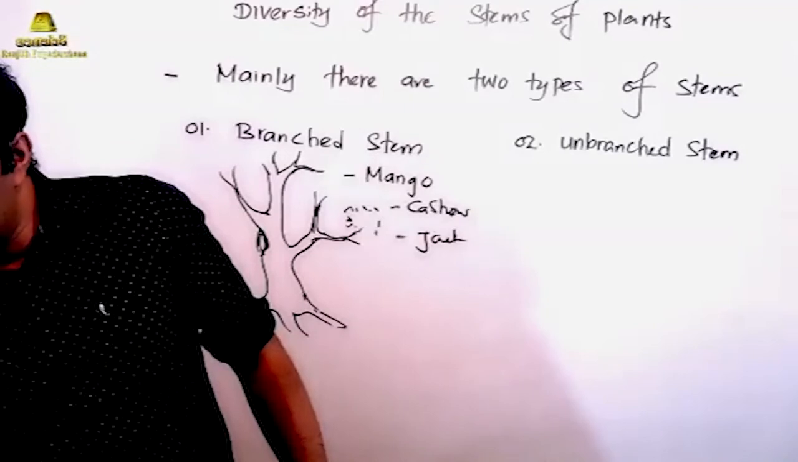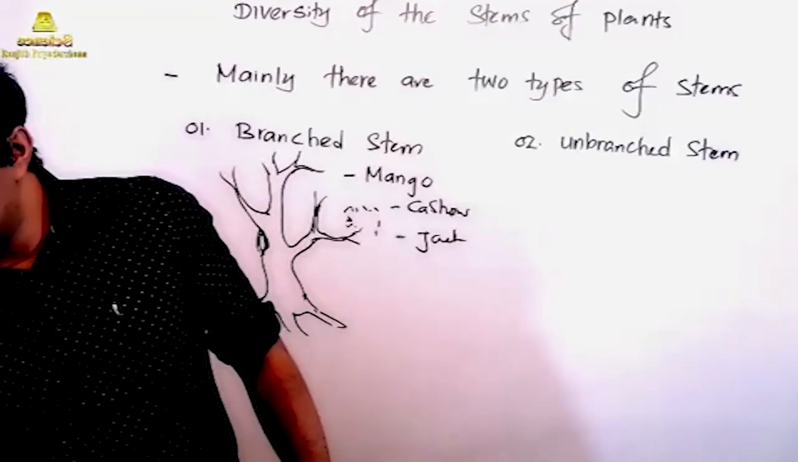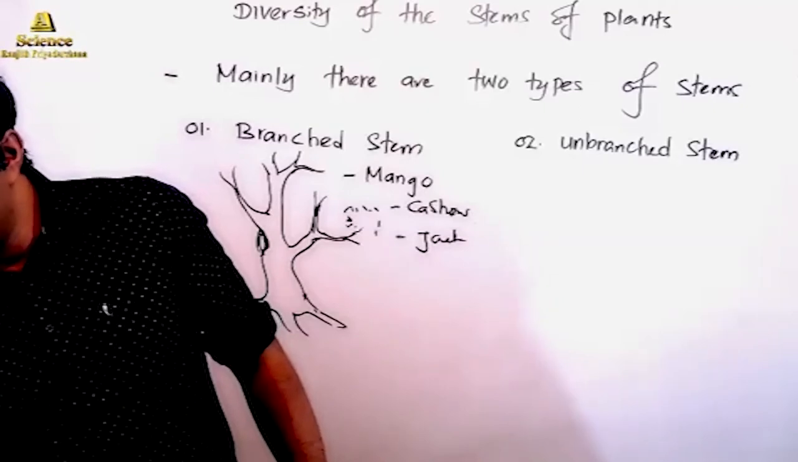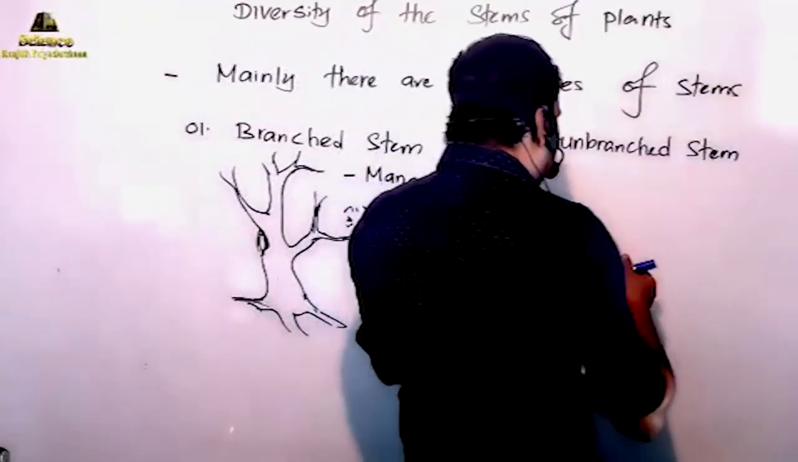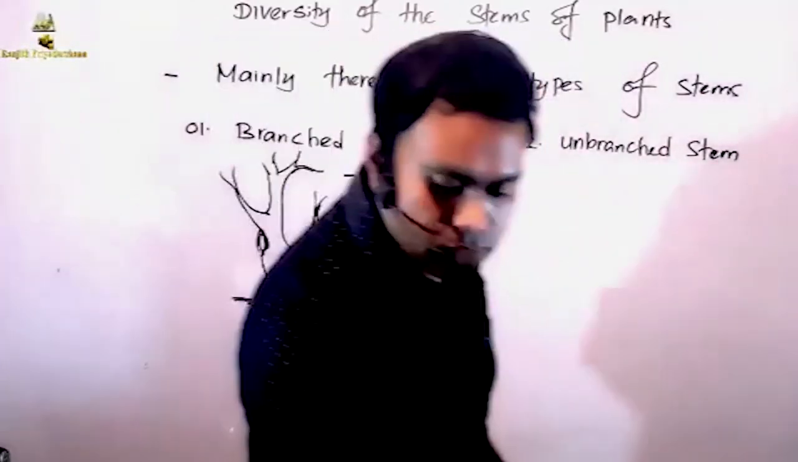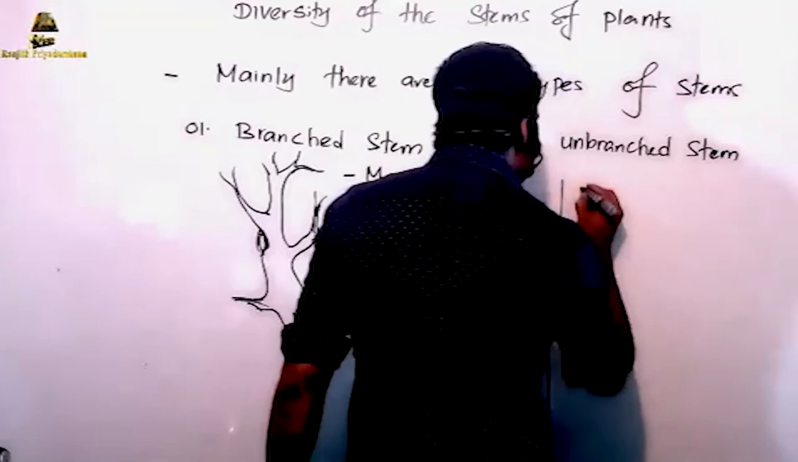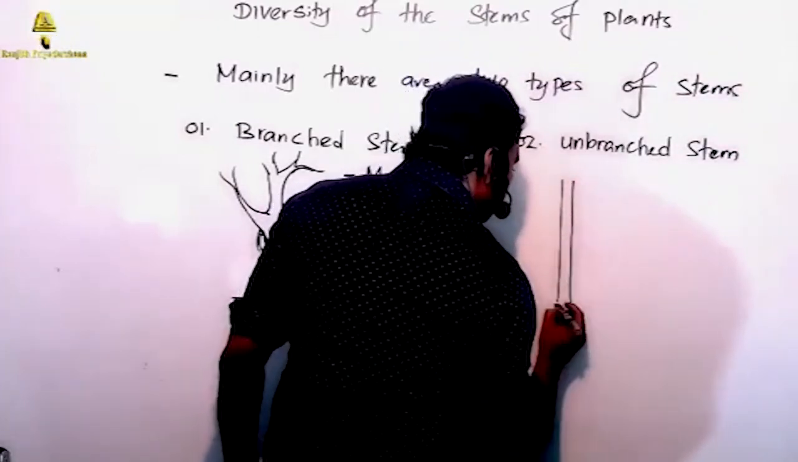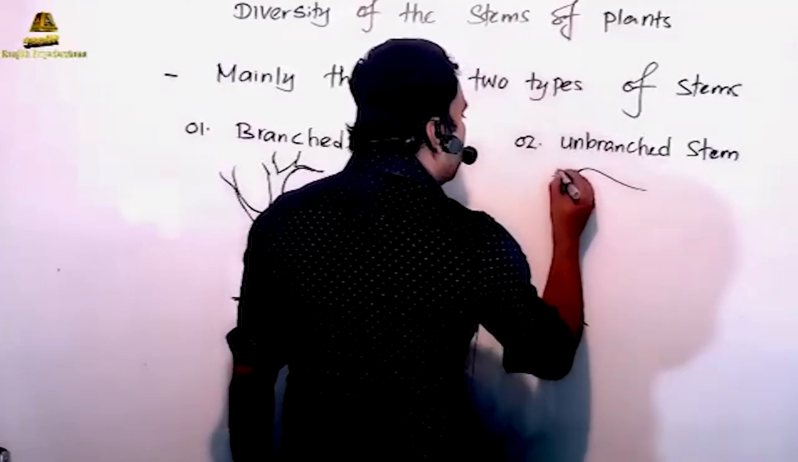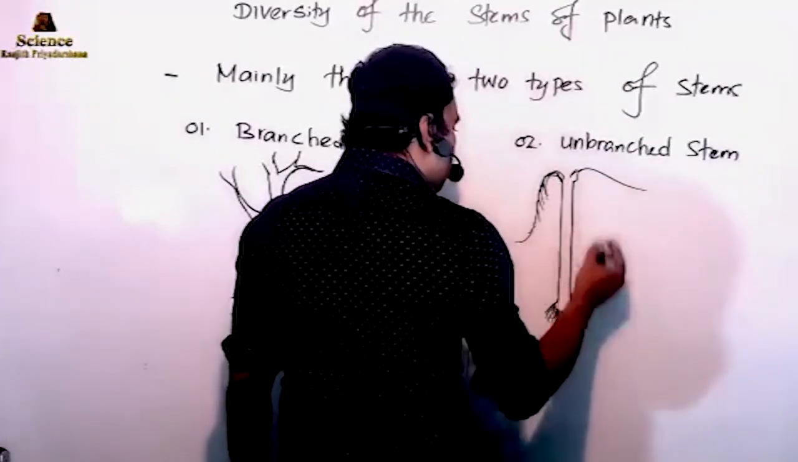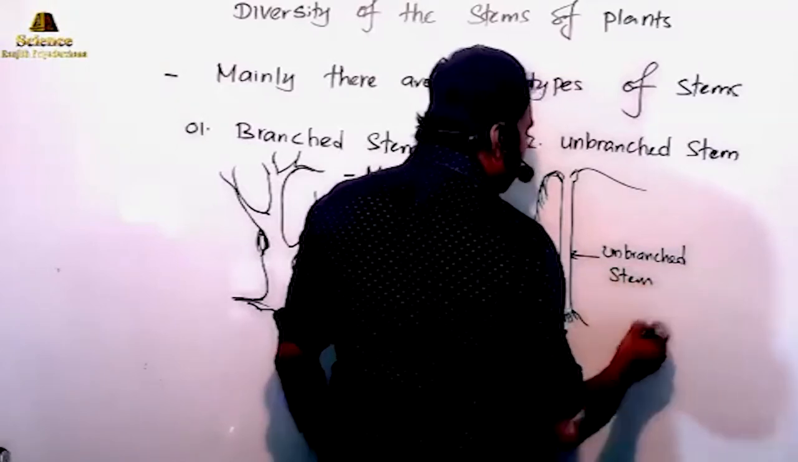There are two types of root system. Sorry, there are two types of shoots, stems. So they are branched stems and unbranched stems. Okay, let me draw these unbranched stems, especially in coconut, arecanut, palmyra-like plants. Actually they are having this fibrous root system as well. So one of the examples is coconut. So this is an unbranched stem. Okay, let's write examples.